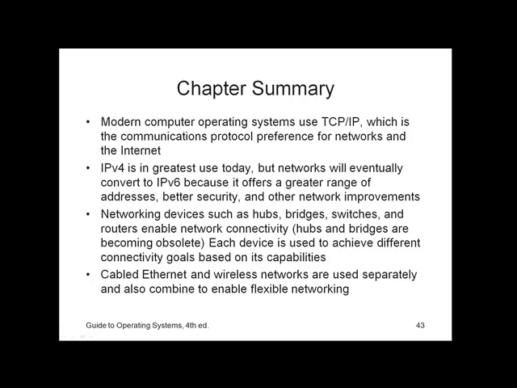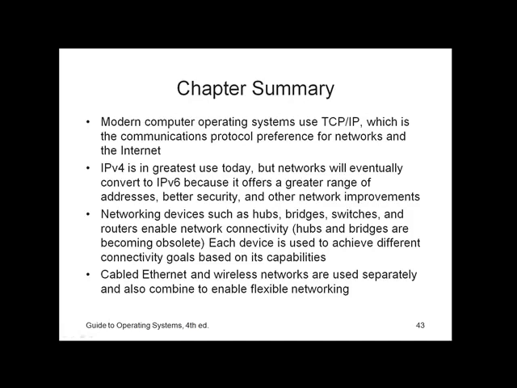Modern computer operating systems use TCP/IP. Now, this is pretty much the de facto communications protocol for networks and the internet today. Now, IPv4 is in the greatest use today, though we're beginning to see IPv6 take hold. Why? Because it offers a greater range of addresses. It also provides better security, and there are some other network improvements associated with IPv6.